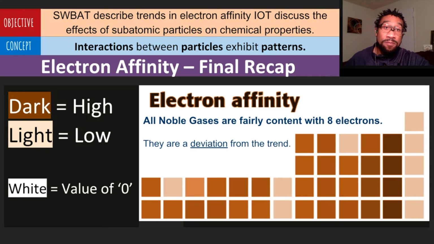So the electron affinity increases from left to right across the periodic table, but it drops again when you get to group 18, the final group on the periodic table. So that concludes today's lesson, and I hope this was clear for you.